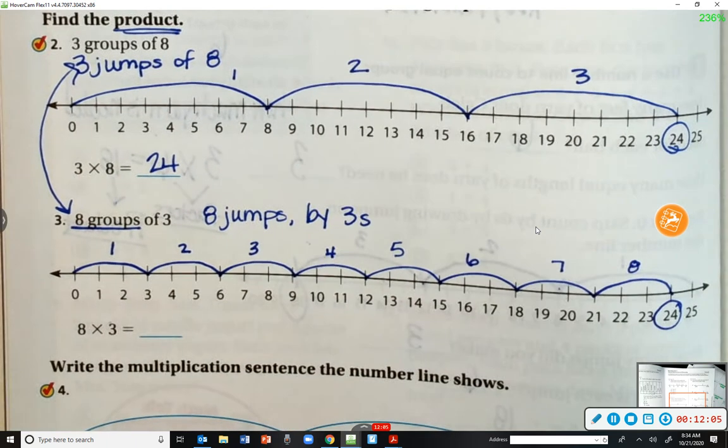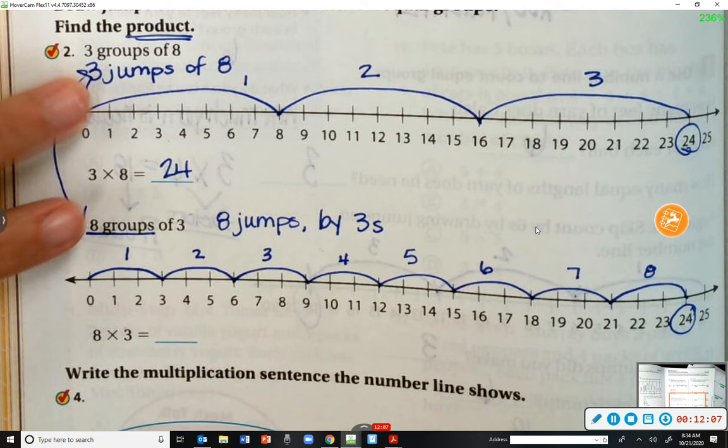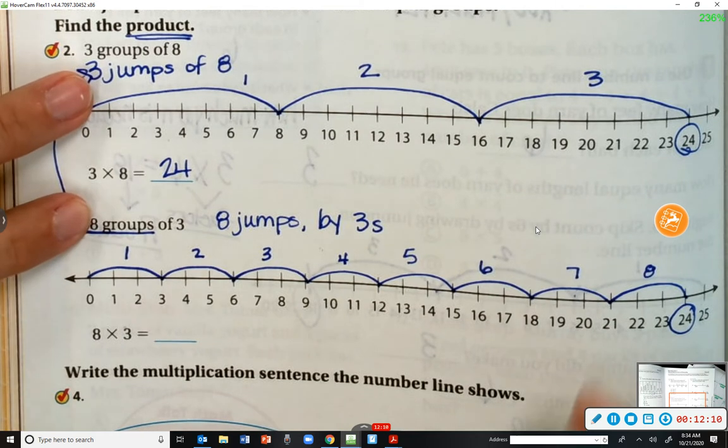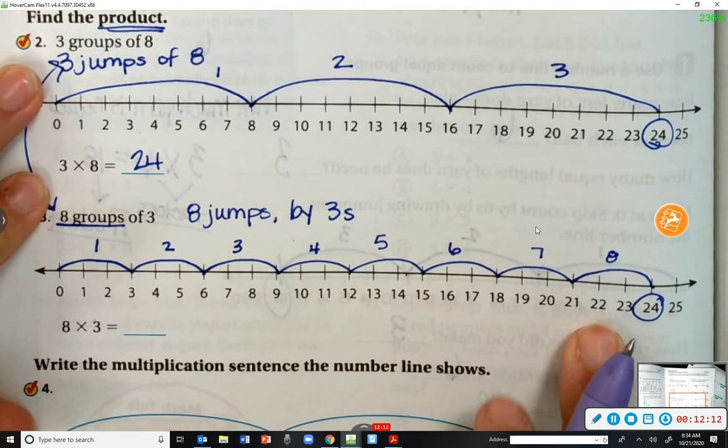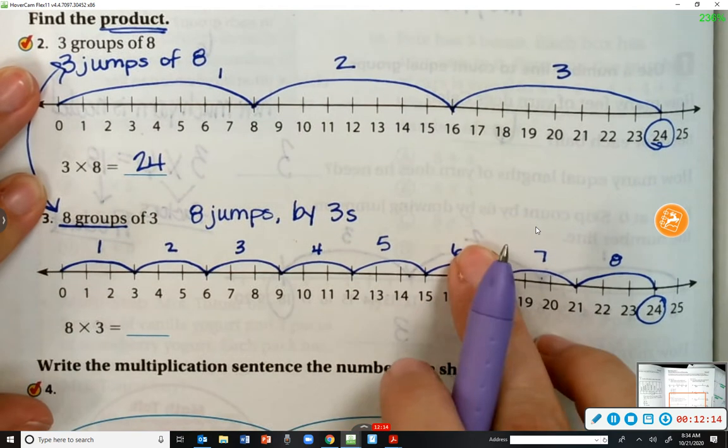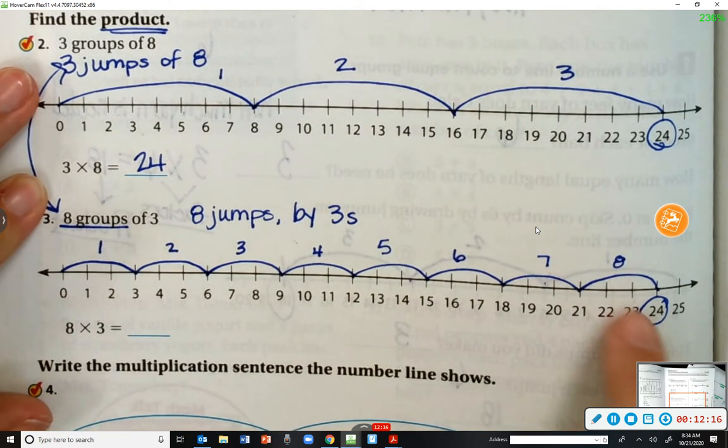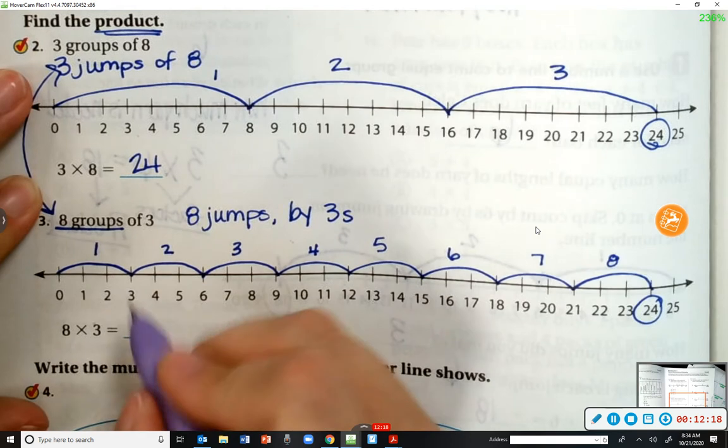Okay, so see how the commutative property on these two problems, they just flip the numbers. That's the commutative property. Our jumps and our groups will look different, but our product will still be the same.